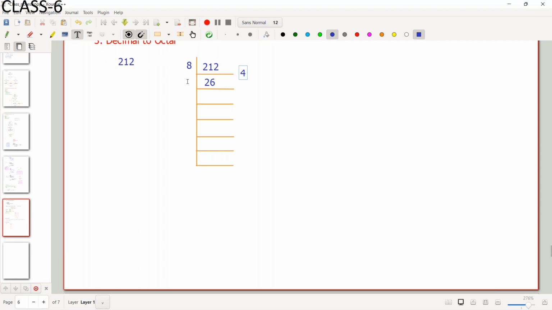Okay, then again dividing this by 8. 8 3s are 24, and the remainder is 2. So that's it. Now this is no more divisible by 8, so we can stop there.